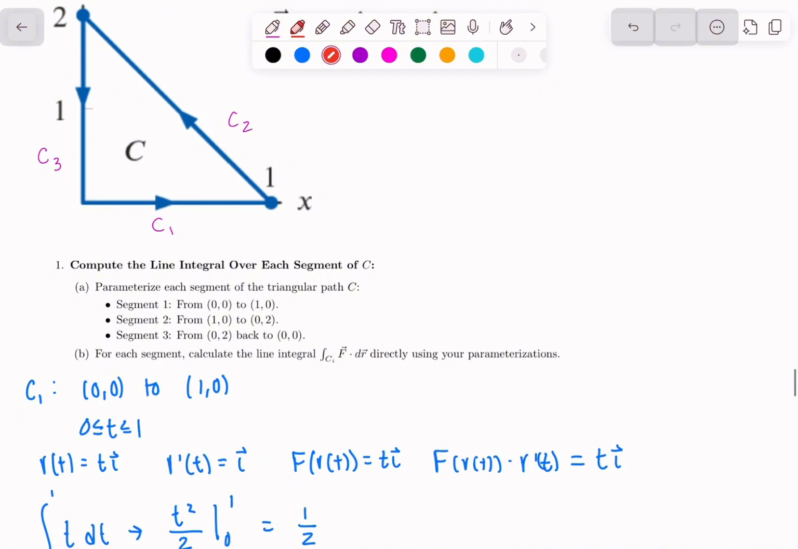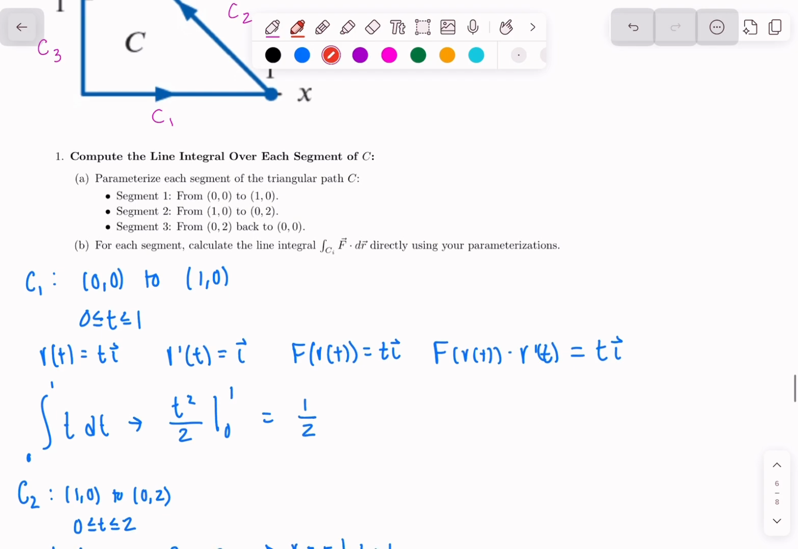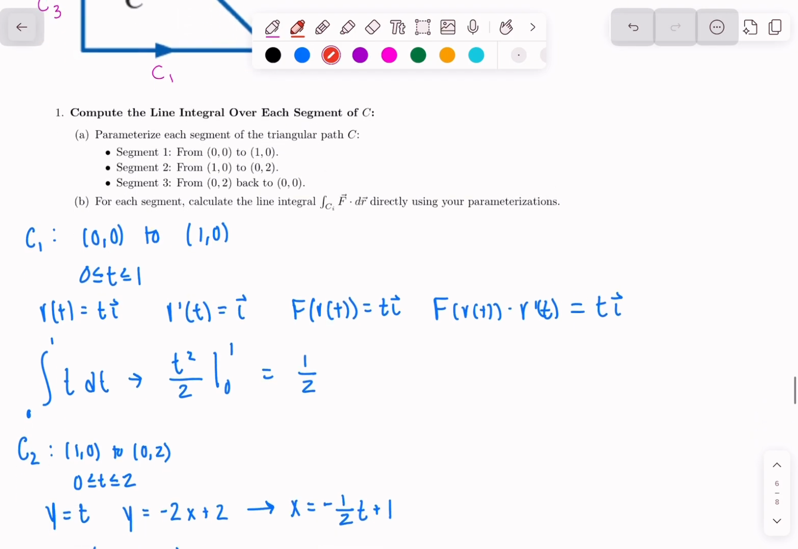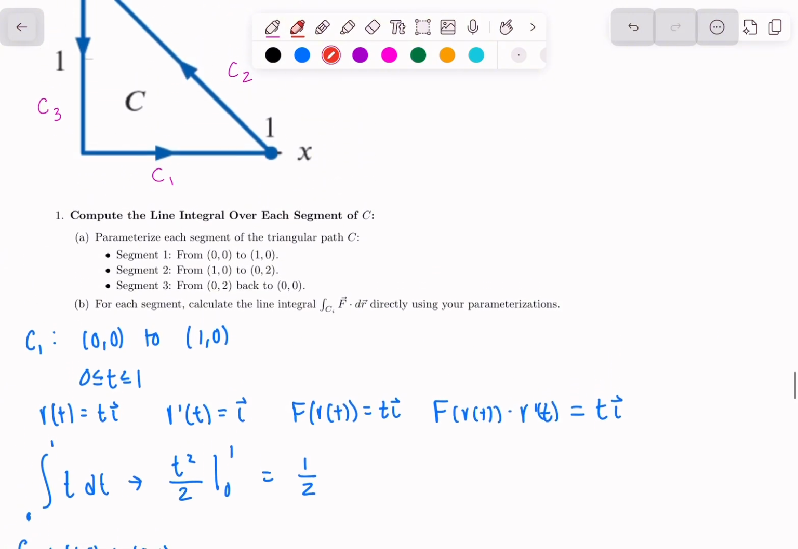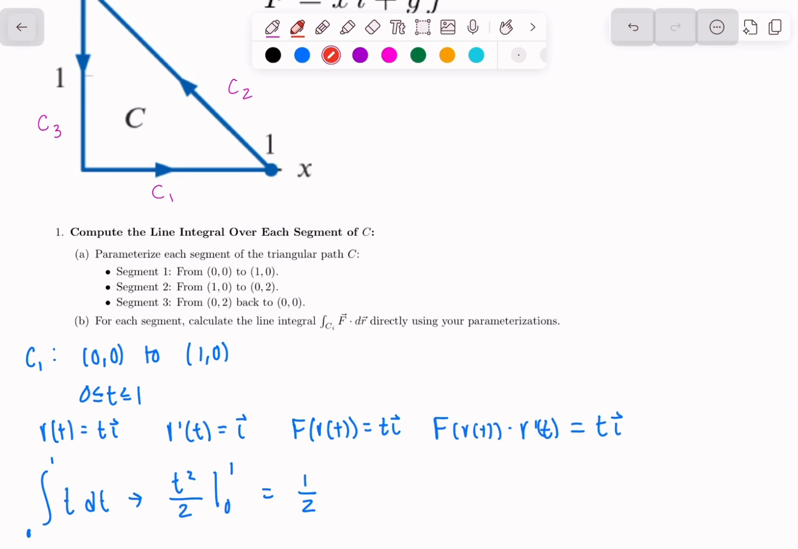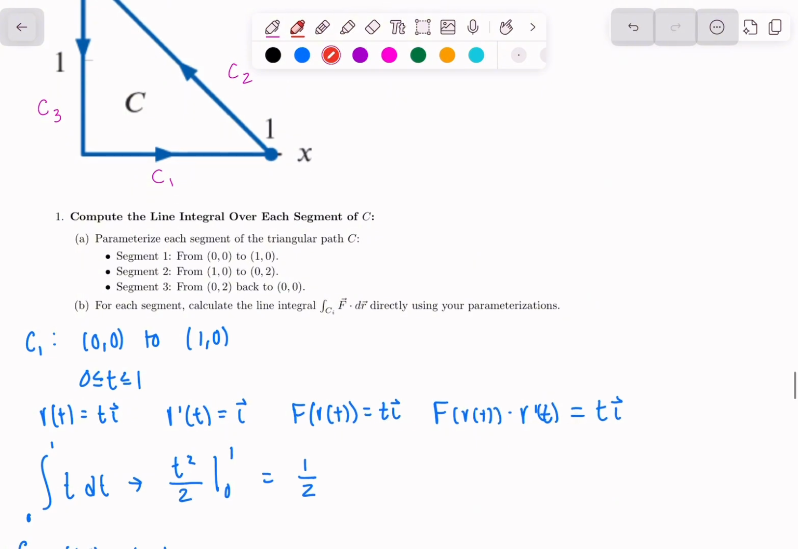The first step is to compute the line integral over each segment. So I went ahead and did that. Again, same process as before. I'll run through it quickly. Our C1 is from 0 to 1. Our t is going to be from 0 to 1 in this case. That t-bound can be set by whatever you want it to be. It just depends on how you put your slope and what you make as your t, like if you set y or x equal to t.